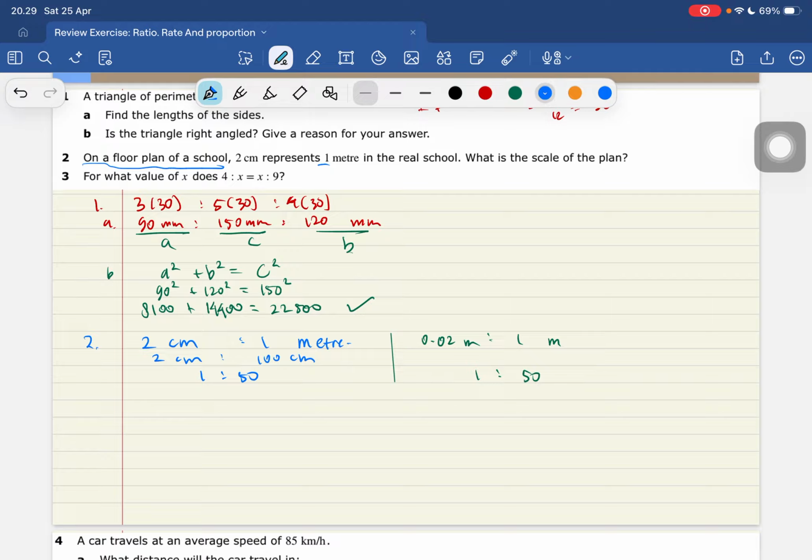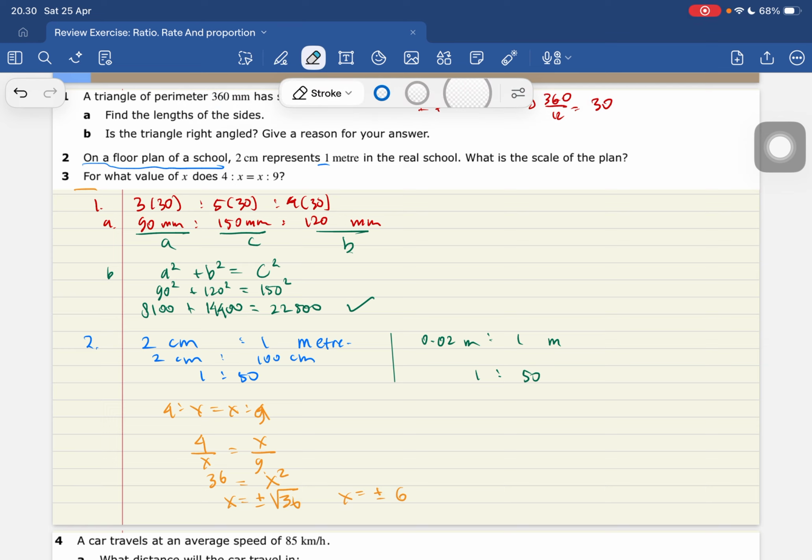Okay, number 3. For what value of x does 4 to x equal x to 9? So we can make it a fraction: 4 over x equal to x over 9. So this is x squared, 4 multiplied by 9 is 36. So we got x equal to plus minus square root of 36, so x is plus minus 6. However, as this is the scale, there is no negative, so we will just use the positive one, plus 6.